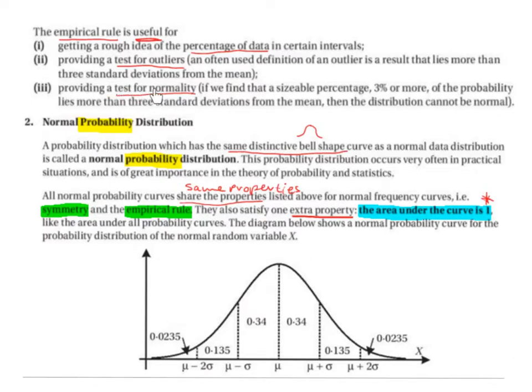Providing a test for normality. If we find that a sizable percentage, 3% or more, of the probability lies more than 3 standard deviations from the mean, then the distribution cannot be normal.